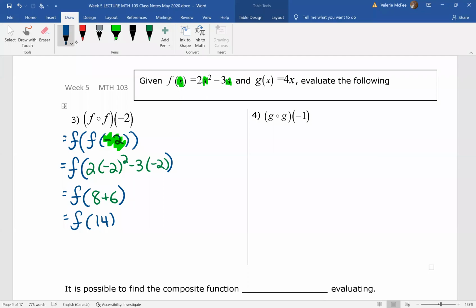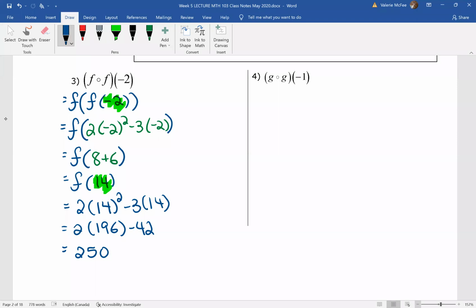So with your first substitution, you should have found the f of negative 2 is equal to 14. Now we need to find the f of 14 by substituting 14 into each of the x's in our function f. The f of 14 then was 250.